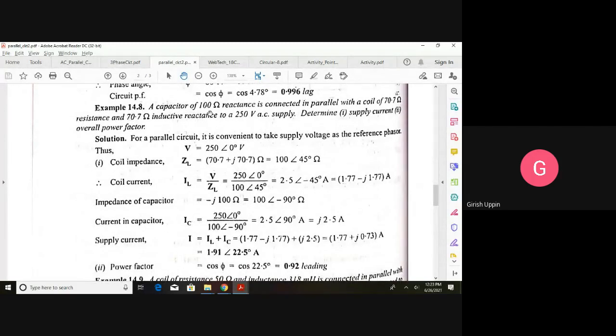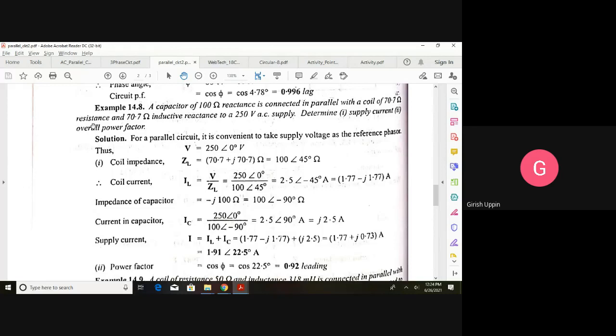A capacitor of 100 ohm reactance is connected in parallel with a coil of 70.7 ohm resistance and 70.7 ohm inductive reactance to a 250 volt AC supply. Determine supply current, overall power factor. So for the capacitor, XC is given. They have not given C, directly XC is given. XC is 100, connected in parallel with the coil. So a capacitor is connected with the RL combination, and resistance is what?